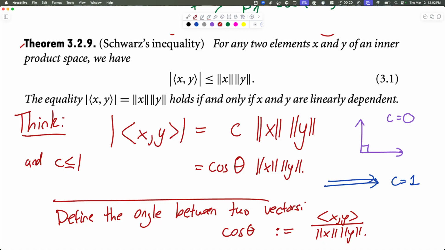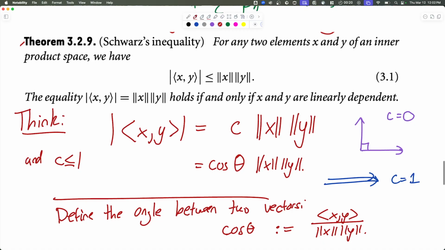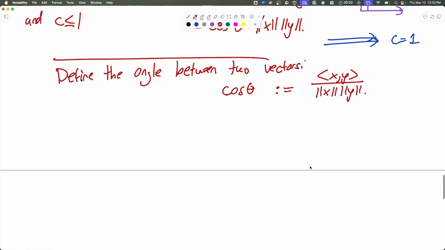Okay, that's what we're doing. Let's prove the inequality now. And the proof is a very slick trick. Here's a proof. The proof goes like this.